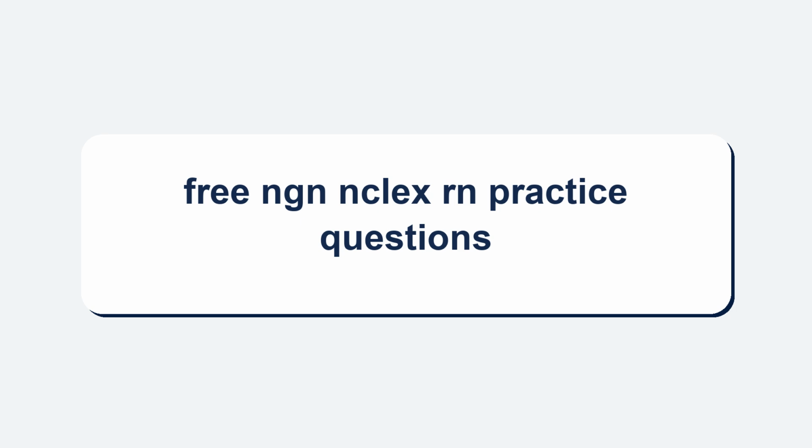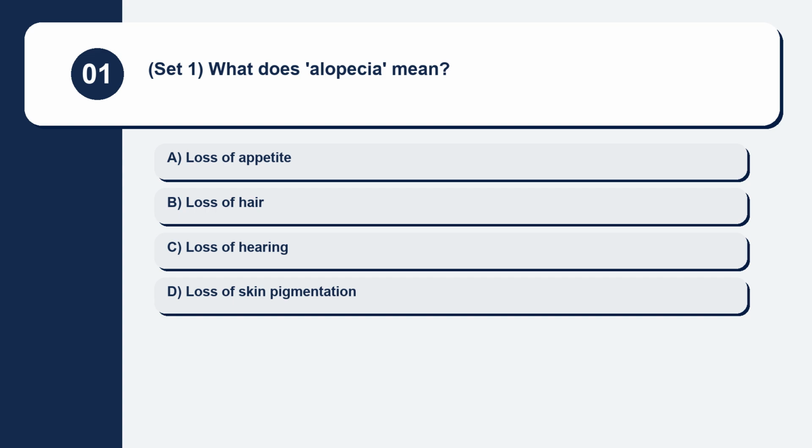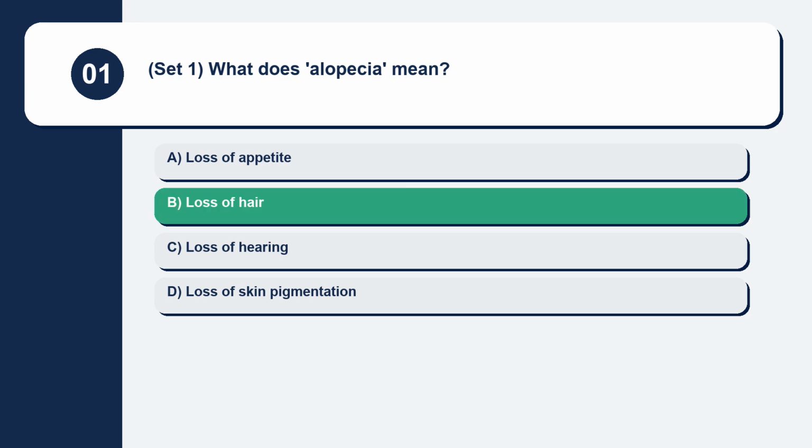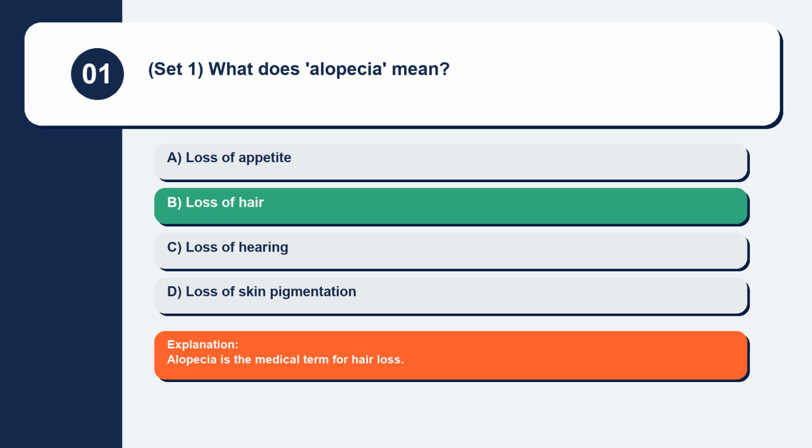Free NGN NCLEX RN practice questions. Question 1. Set 1. What does alopecia mean? Loss of appetite, loss of hair, loss of hearing, loss of skin pigmentation. Alopecia is the medical term for hair loss.